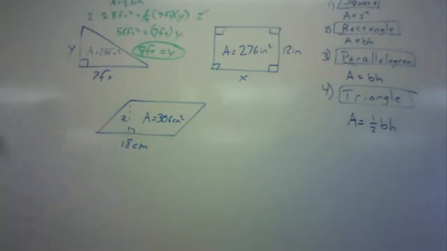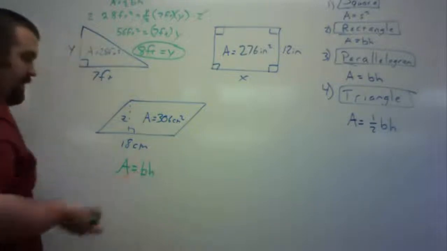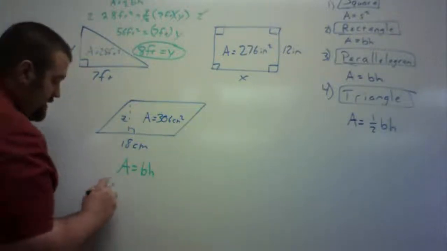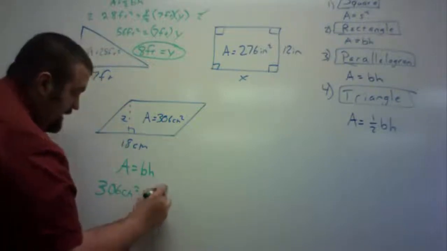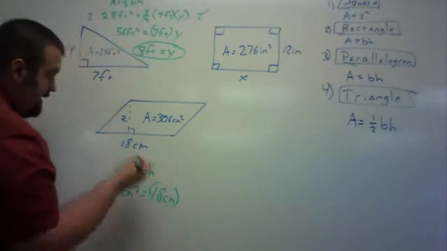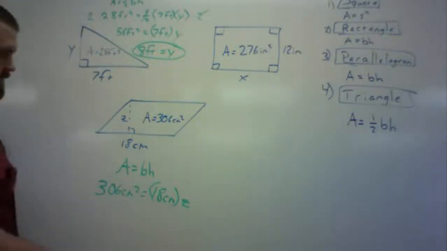Parallelogram, given area. Write down that equation. Area equals base times height for a parallelogram. The area is 306 centimeters squared. The base is 18 centimeters. The height is z. I'm trying to find z.